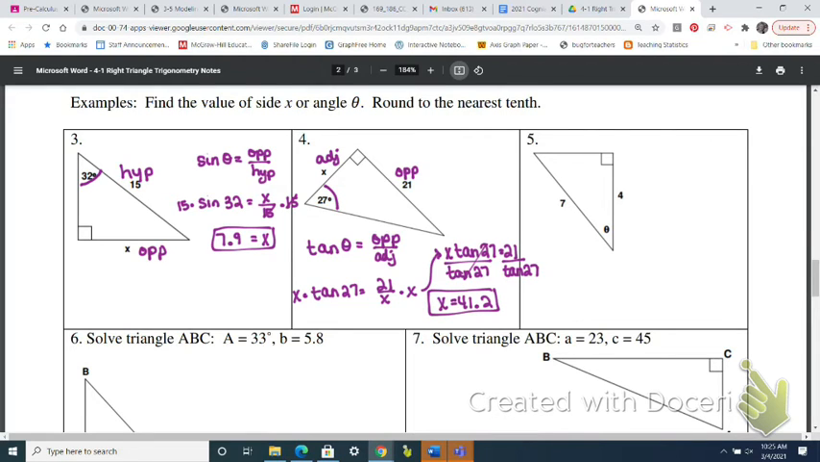And for this one, again, I'm going to mark my angle. I'm going to label. So this is my adjacent. This is my hypotenuse. I know that has to be cosine. So first thing I do is I write the formula.